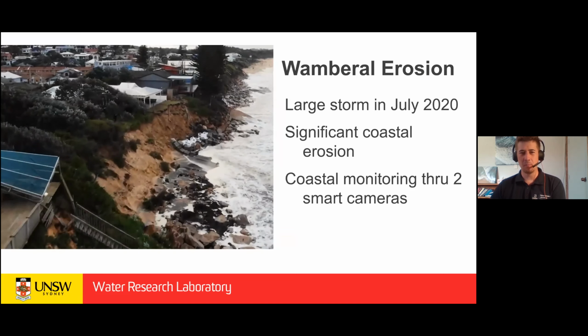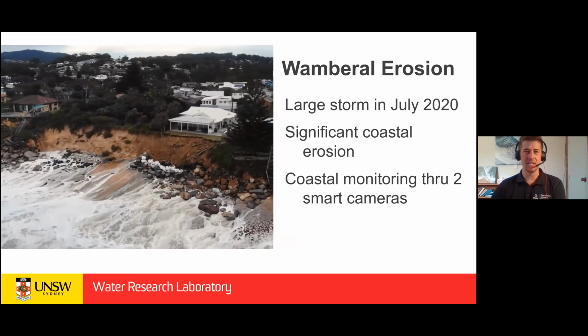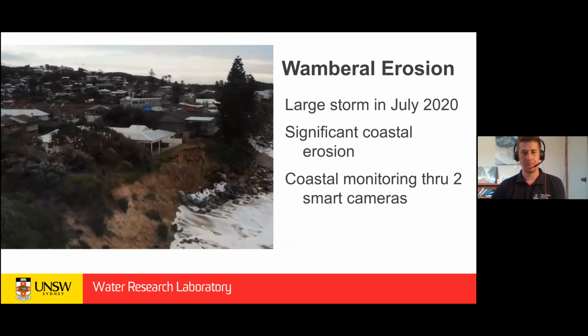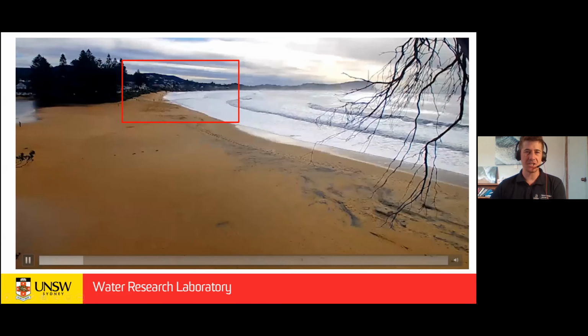But luckily, from a monitoring perspective, we had 2 cameras that were installed that monitored the response of this site to the storm. So if you have a look here of a time lapse, this box up here is where all the action happened.